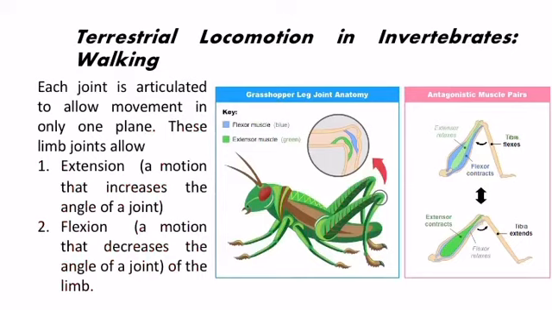Each joint is articulated to allow movement in only one plane. These limb joints allow extension and flexion. For example, this is the joint of a grasshopper, and this joint has both a flexor muscle and an extensor muscle. The flexor muscle is depicted in blue, while the extensor muscle is visible in green. When the flexor muscle contracts, it decreases the angle of the joint of the limb, but when the extensor muscle contracts, it increases the angle of the joint of the limb.